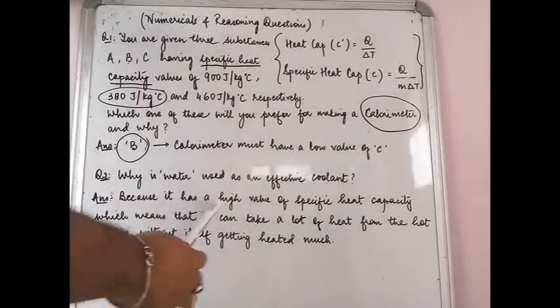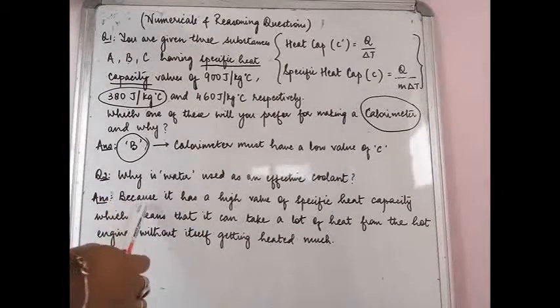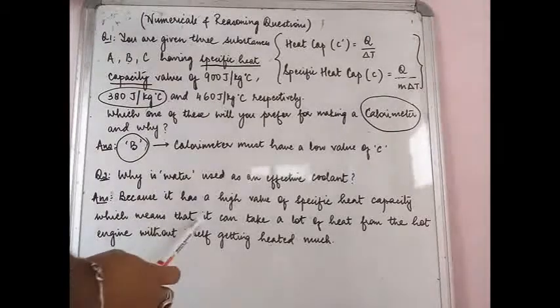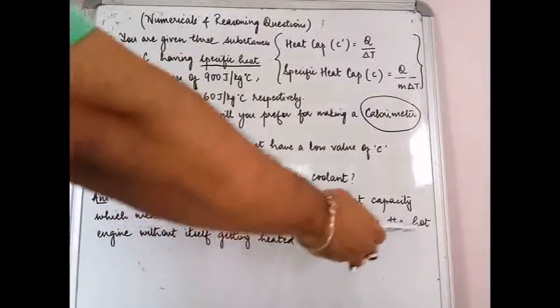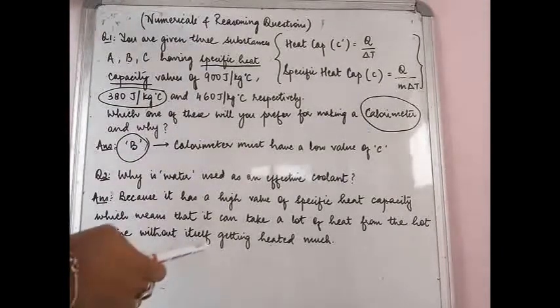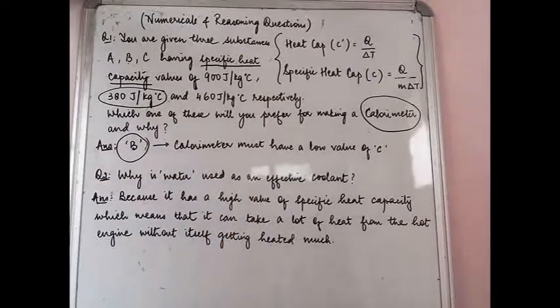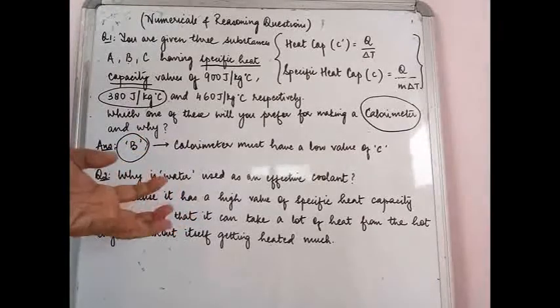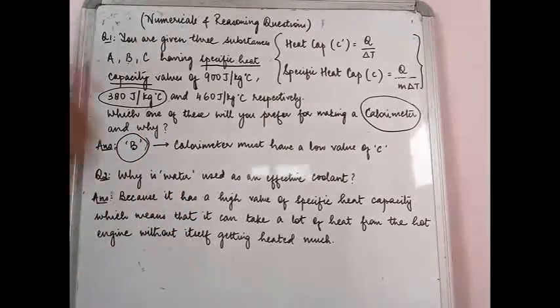Because water has a high value of specific heat capacity, it can take a lot of heat from the hot engine without itself getting heated much. So I'll give you an alternate scenario now. Suppose you do not take water and you take some other liquid. That liquid, in the process of taking up heat from the engine, itself becomes very hot. Suppose in 5 minutes it takes up the heat from the engine, but it itself becomes very hot.